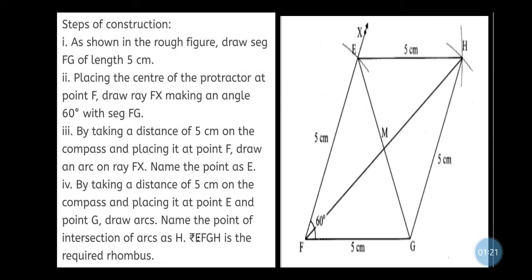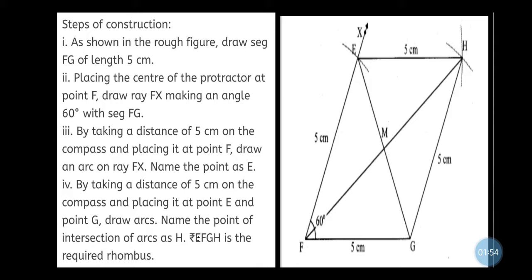Let's do the construction. As shown in the figure, you will be drawing the base FG of 5 cm. Next step, placing the center of the protractor at point F, draw ray Fx making an angle of 60 degrees with seg FG. Now, by taking a distance of 5 cm on a compass, placing it at point F, draw an arc on ray Fx. Name it as point E.